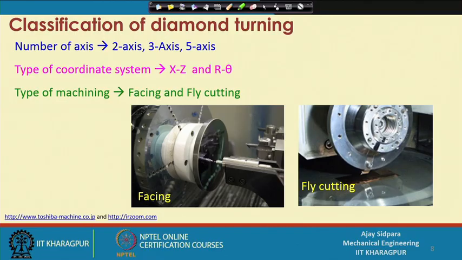Good morning everybody, and let us continue our discussion on diamond turning machining. Last class we started this topic and we have seen that this particular process has a wide application area in optics fabrication and different types of lens fabrication. And we have seen there are different classifications of the diamond turning operation: the x, y, z axis, that means number of axes, degrees of freedom; the second one was the x, y and the r theta type; and the third one is the facing and the flying operation.